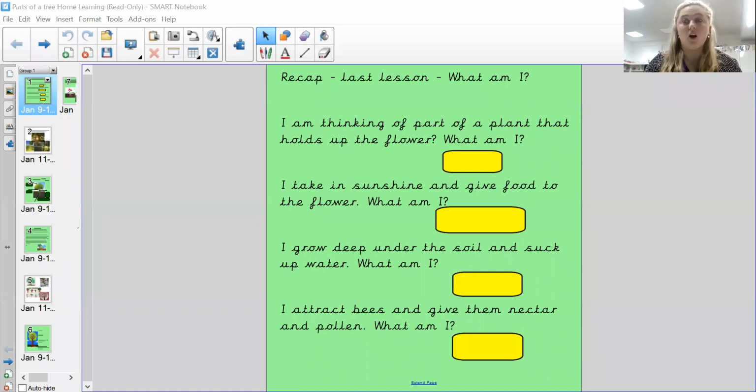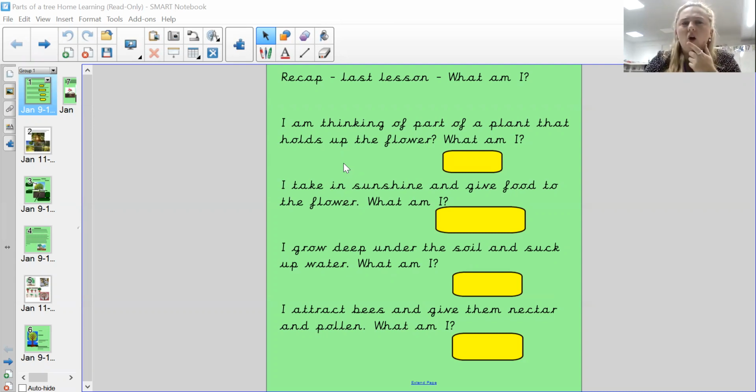Now, in tomorrow's lesson, we're going to be having a look to see if our bean has grown. Isn't that exciting? Ooh, I can't wait. Today, though, we will be learning about the different parts of a tree this time. Before that, let's play a little game, okay?